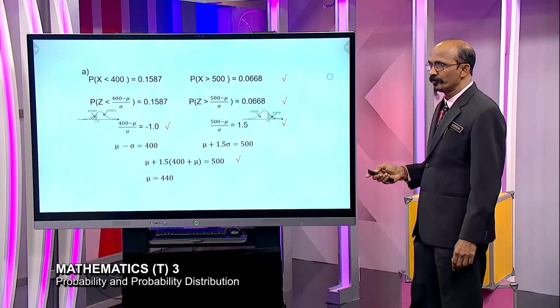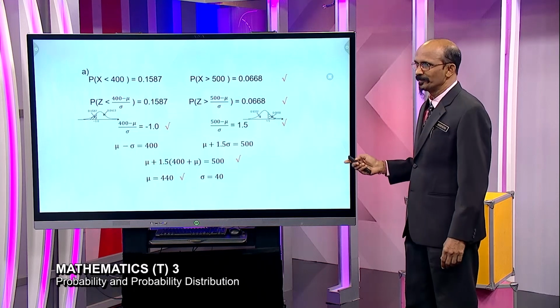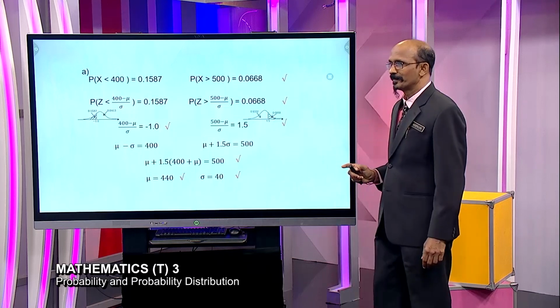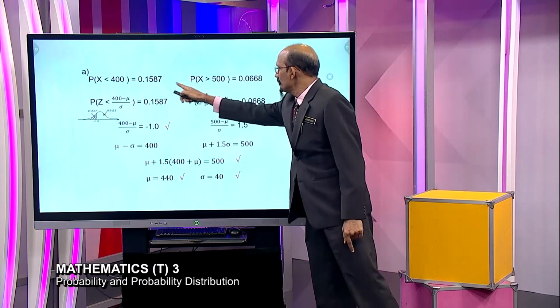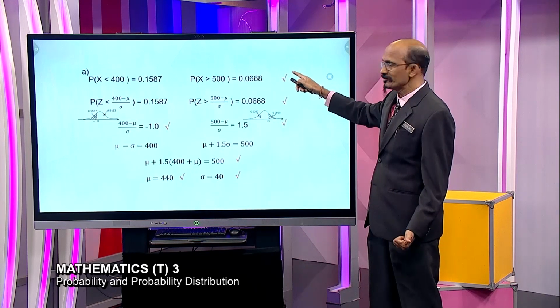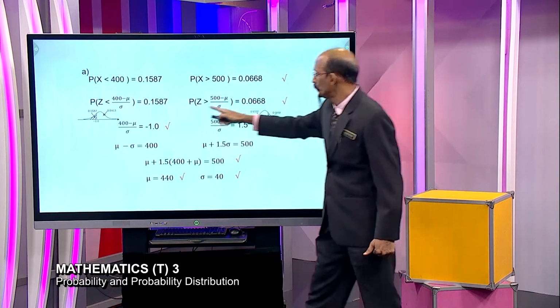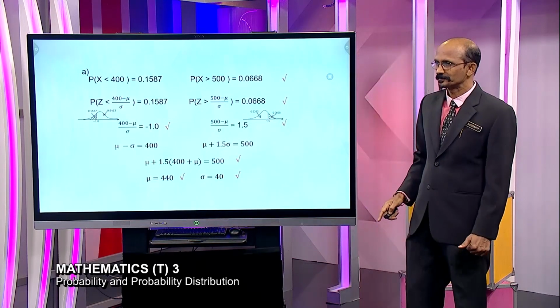Mu is equal to 440, and sigma is equal to 40. So 1 mark here, 1 mark here. If you notice here, Sean, changing the probabilistic statement into symbols is very important, as I mentioned earlier. Standardizing, using the correct diagram here, then get your answer.